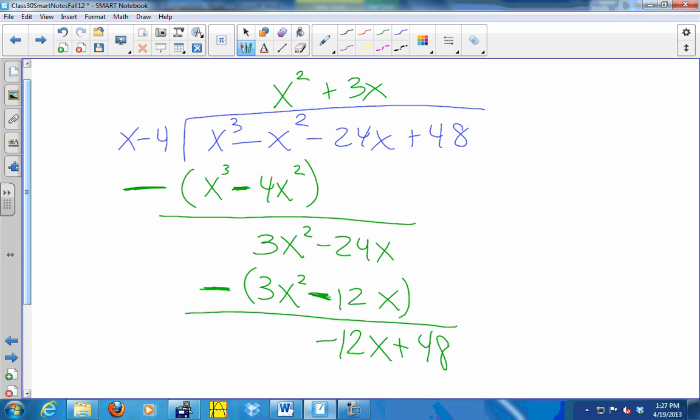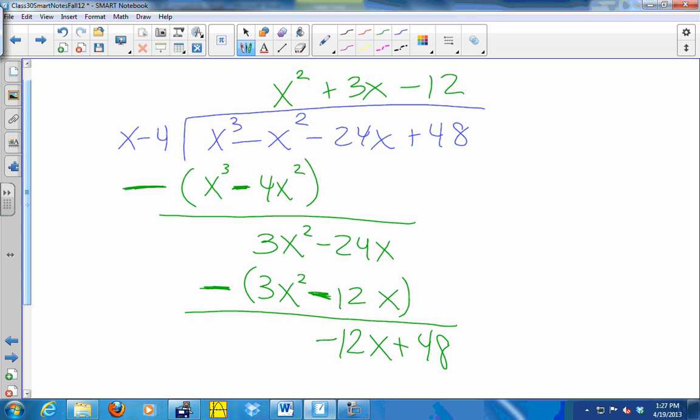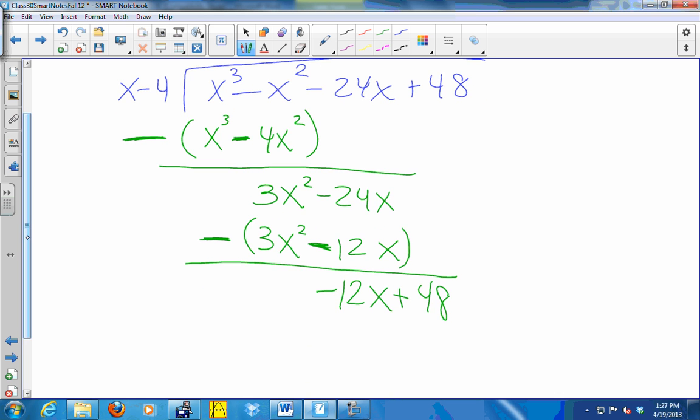So now you ask yourself, you just start again. What do you multiply x by to make negative 12x? Negative 12. Then multiply the negative 12 times the x minus 4. Negative 12 times x is negative 12x. Negative 12 times negative 4 is positive 48. Subtract, and we get 0. Remainder 0.